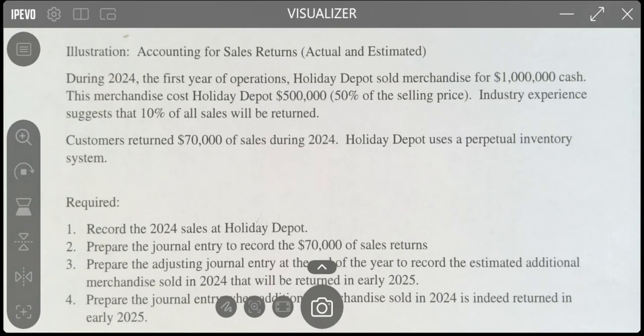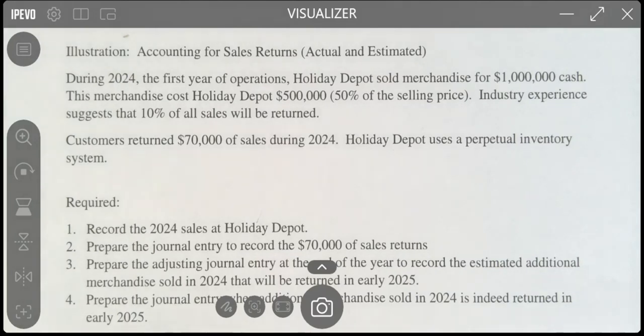During the year, customers return $70,000 of the sales. Holiday Depot uses a perpetual inventory system. You'll see what that means in an upcoming discussion. So, if you think about it, about $30,000 of goods are going to be returned early in 2025. That will bring the total from the 70,000 already returned to the 100,000 expected amount, 10% of the total sales last year.